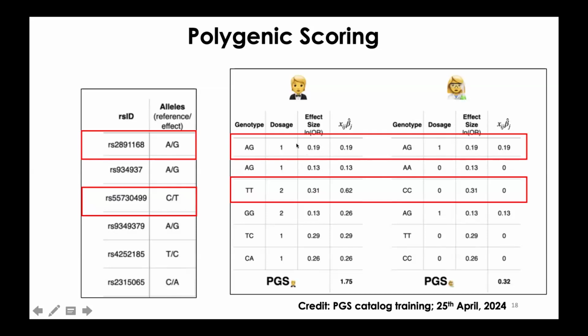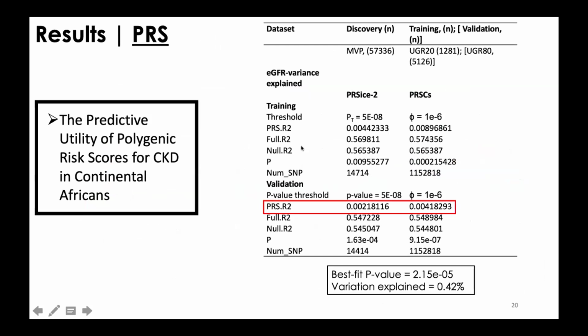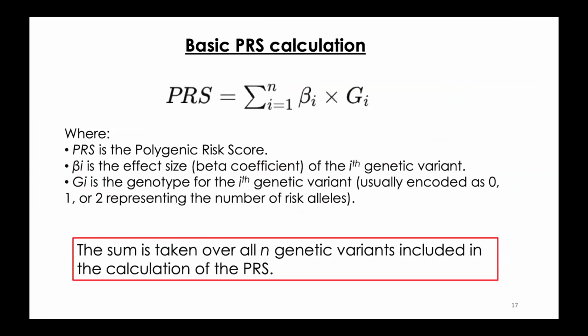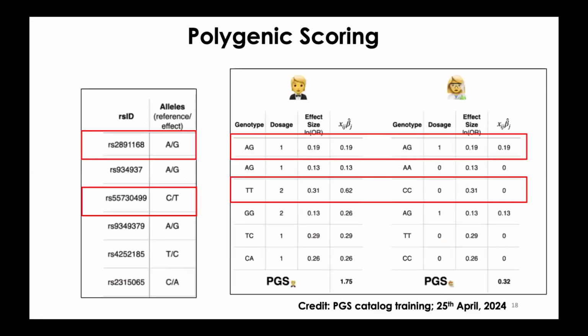So you multiply those two based on this equation: beta, which is the 0.19, times the 1, which is the dosage, or the effect that that person has, and you get 0.19. So for these two individuals at that position, since they have the same genotype, their score will be the same, 0.19.